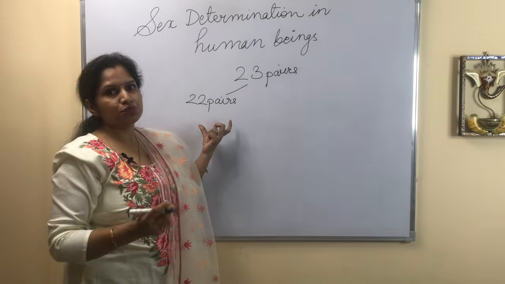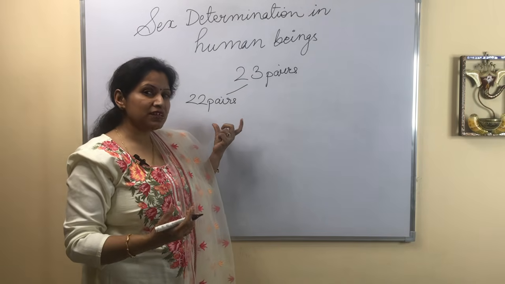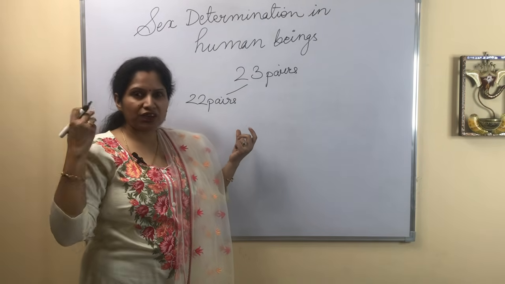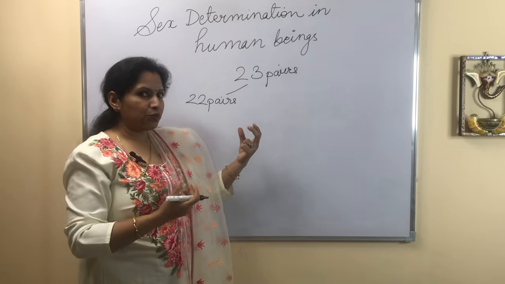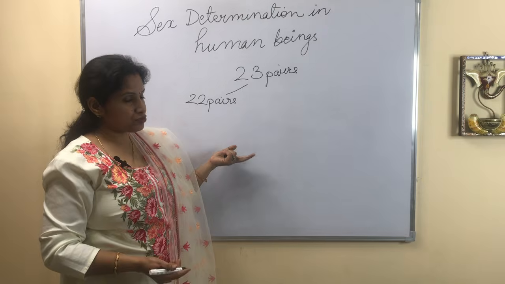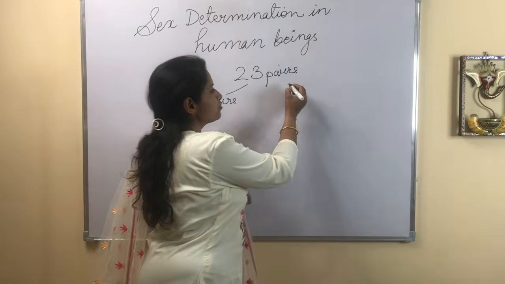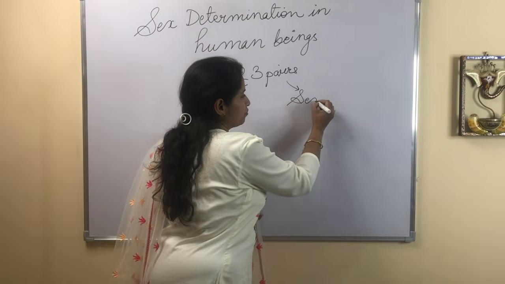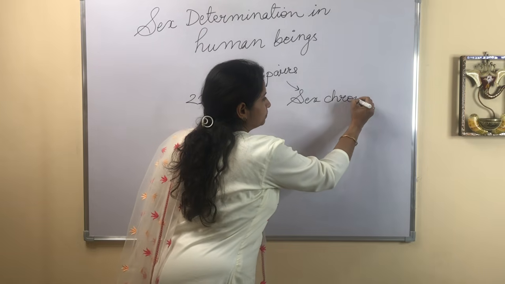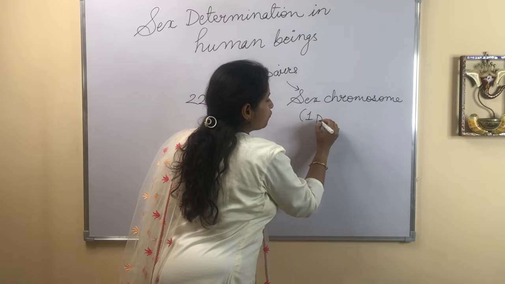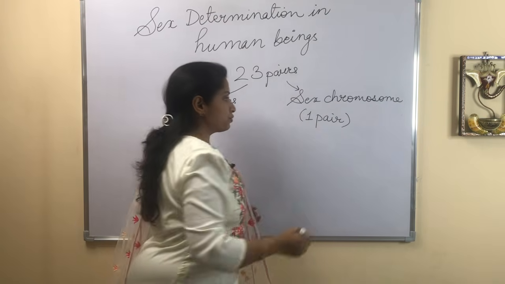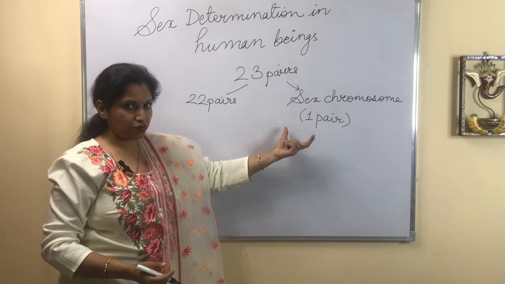are autosomal chromosomes. Autosomal chromosomes means that they are going to decide the color of the eyes of the person, the color of the skin, the texture of the hair. All that will be decided by the autosomal chromosomes. And one pair of chromosomes is the sex chromosome. This decides the sex of a person.